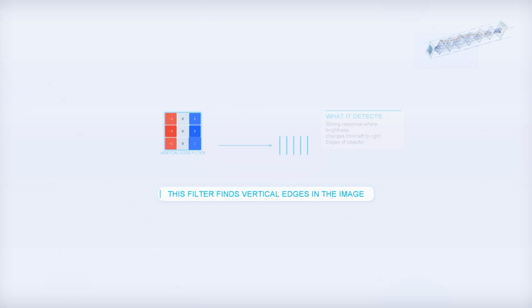Now here's where convolution gets truly powerful. Different filters detect different things. This one finds vertical edges. This filter responds strongly to horizontal lines. And this one picks up corners and curves. Together, these filters capture the building blocks of vision.